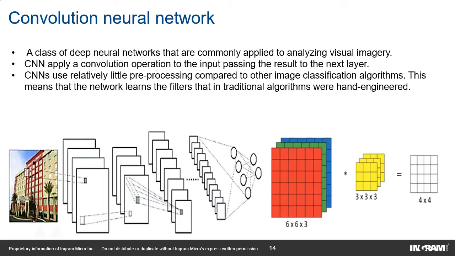Then we have convolutional neural networks, or CNN for short, which are commonly applied to analyzing visual content. CNN applies a convolutional process on the input data through filters, and the result is passed to the next layer. The training process here is done on the weights of the filters. CNN usually use relatively little pre-processing compared to other image classification algorithms. This means that the network learns the filters that in traditional algorithms we hand engineer. We can pass images directly to the CNN without pre-processing, and it will learn to extract the features itself. Finally, CNNs are most commonly used in combination with feed-forward neural networks to serve computer vision applications.